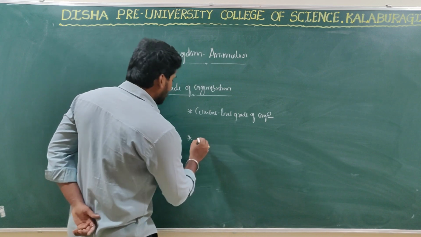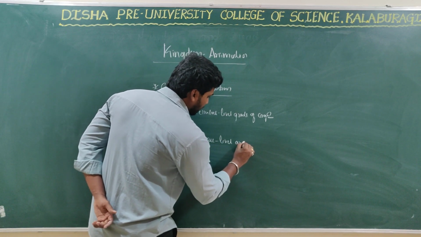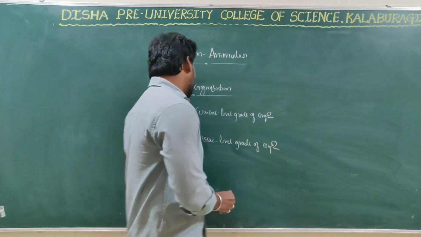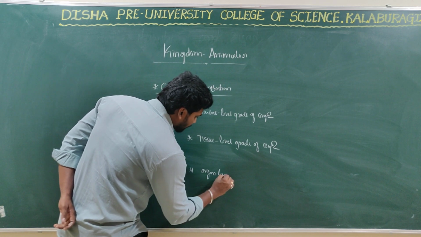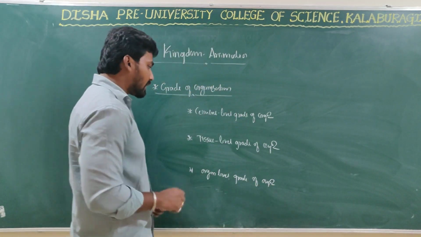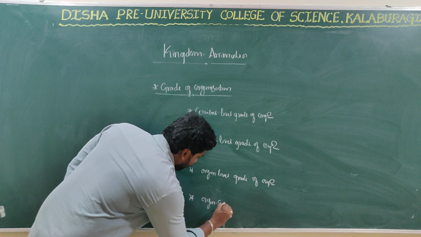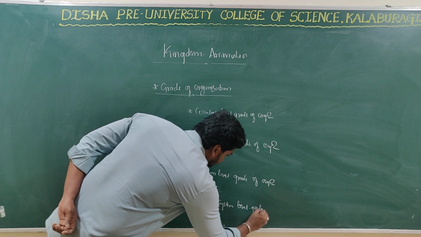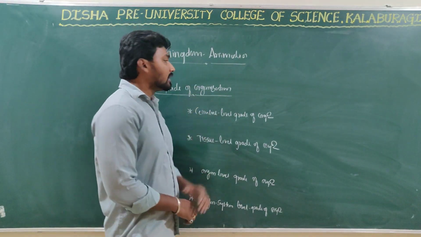Then the second one, that is tissue level grade of organization. Okay, tissue level grade of organization. Third one, that is organ level grade of organization. And even if we make one more category, that is organ system level grade of organization. Okay, these are the four categories that we are going to make out in grade of organization.